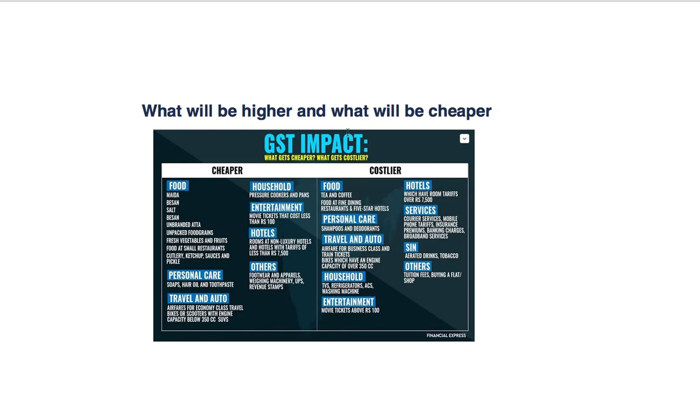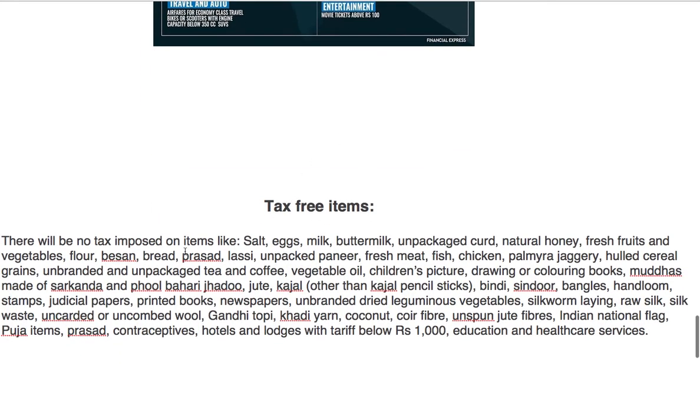Meanwhile, there will be some products which will now be taxed at a higher rate, thereby increasing their prices. What I liked about what's been done with GST is that the government has kept essential items of daily use tax free. If you can see these items like salt, eggs, milk, buttermilk, natural honey, fresh fruits, etc. These have become tax free, which is really great.